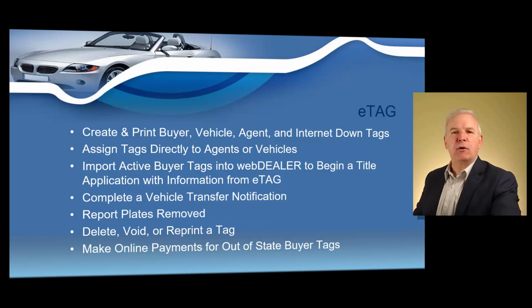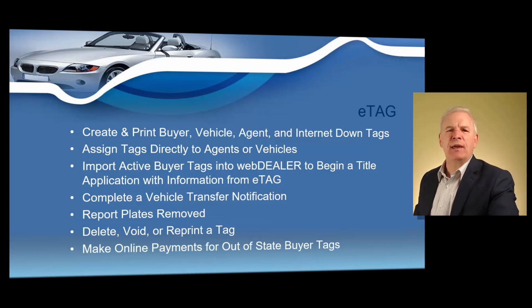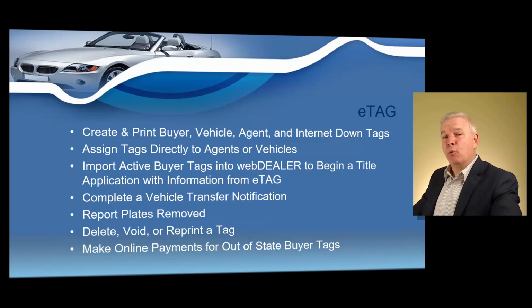So once you sell this vehicle and you start logging through eTag or Web Dealer or vice versa, it's all interchangeable. So it makes it very, very easy. So also with eTag, you're going to be able to complete a vehicle transfer notification. You can report when you've removed metal plates from one vehicle and placed them onto another. You can delete, void, or reprint a tag, and I'll show you how to do that here in just a little bit. You can also make your online payments for any of these tags, very easy to use, and it'll even allow you to create these customizable reports if you want to keep those in your record.